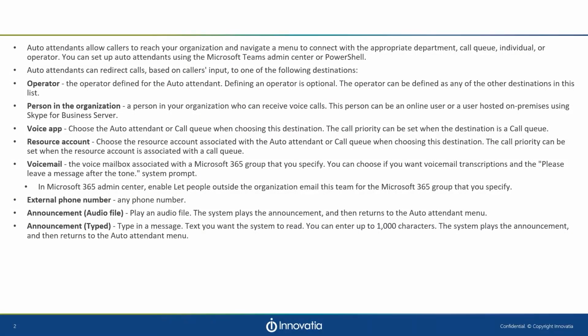So what are the various destinations that you can configure your auto attendants to reach? An operator, a person in an organization, a voice app, a resource account, like what we are doing now. It can reach a specific voicemail or a generic voicemail so that the receptionist can call back if it's out of office hours. An external phone number, like your cell phone number. An announcement file, where it can play a generic announcement, and also you can type in the announcement so that it can generate the audio for your callers.